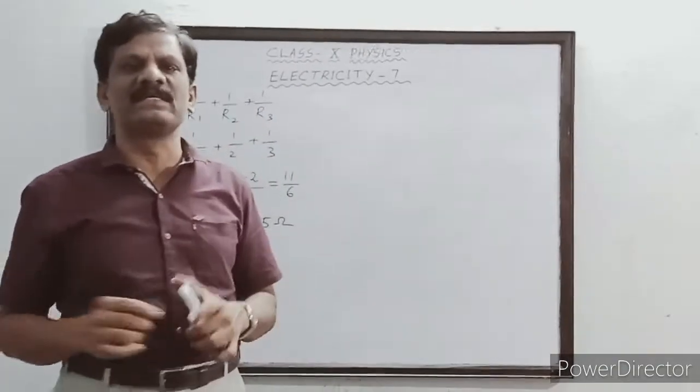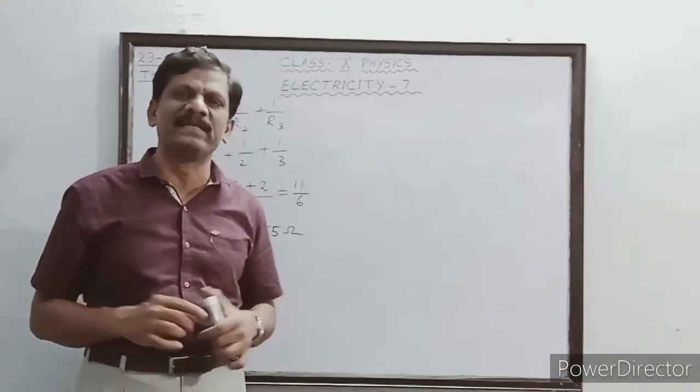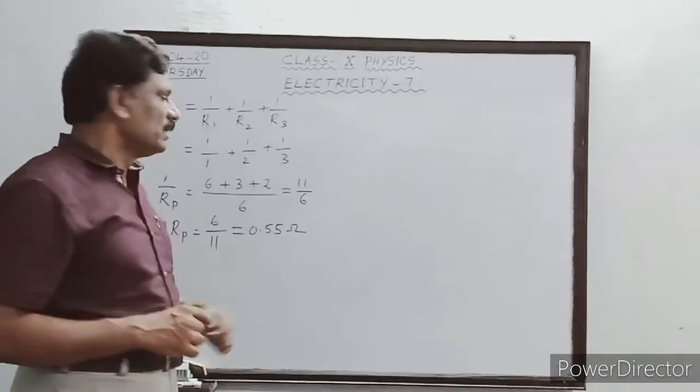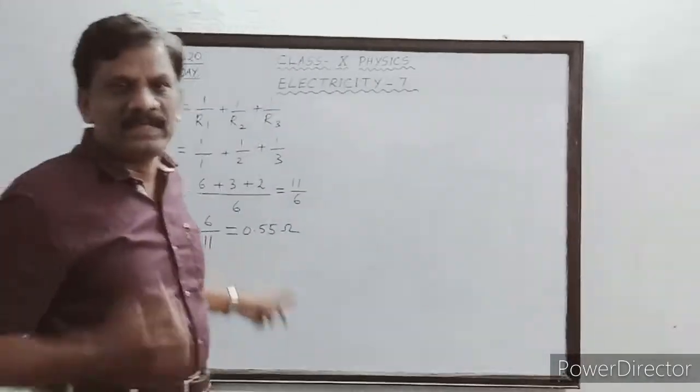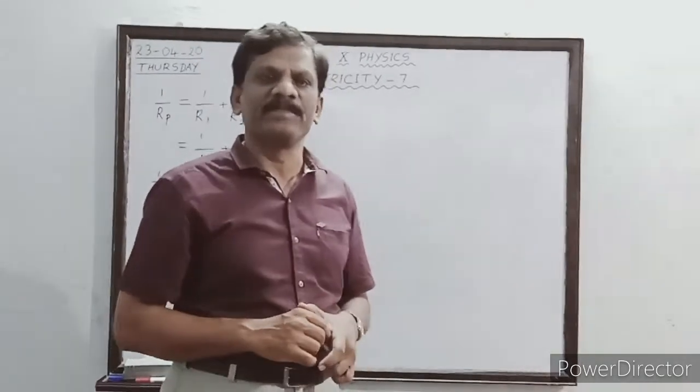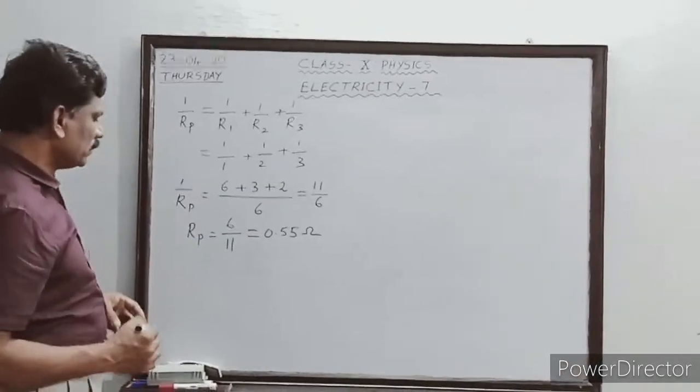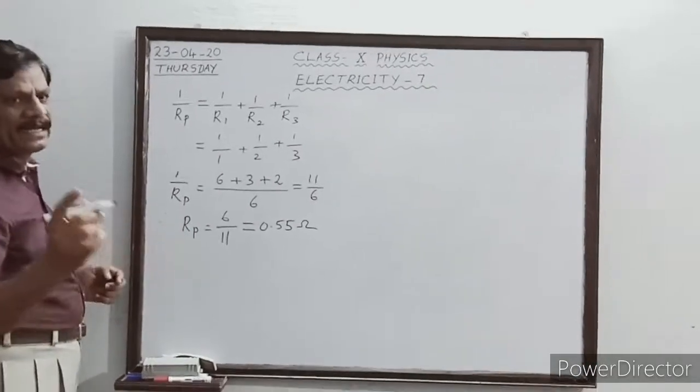When three resistors or any number of resistors are connected in parallel, then the effective resistance will be less than the least of the given combination. Okay, this one we have understood. Okay, now let us take another case.